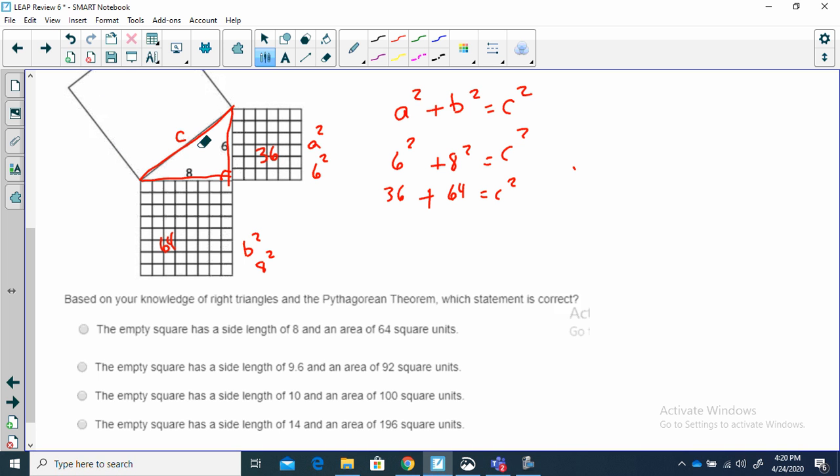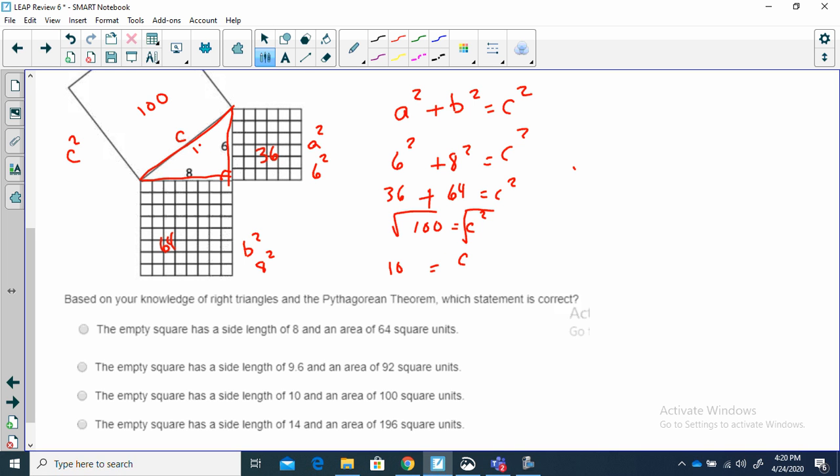If I took the area and took the square root of it, it would give me the side length here, right? 36 plus 64 is 100, which is equal to c squared. So I know that c squared, the area of this block, is 100. To find the length of this side, which is c, not c squared, I'd take the square root. C then is equal to 10.